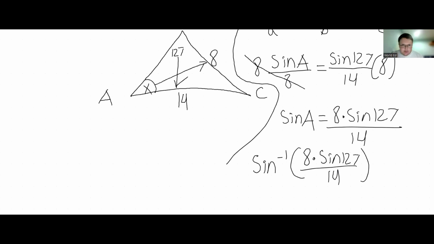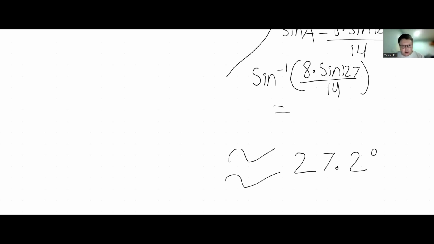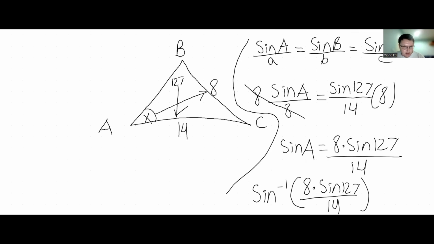Now, let's check it out in our calculators. So we got sine inverse of 8 times sine of 127, all divided by 14. And you should get approximately, I'll use the squiggle line, this means approximately, about, right? 27.2 degrees. So what this means is the missing angle right here, the missing angle A is 27.2 degrees. That guy right there.